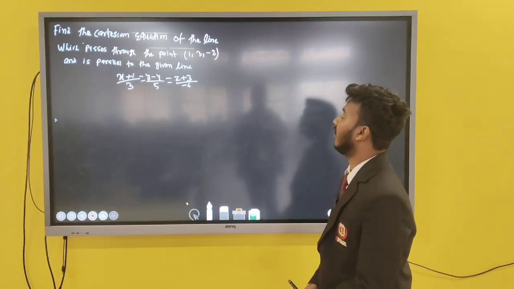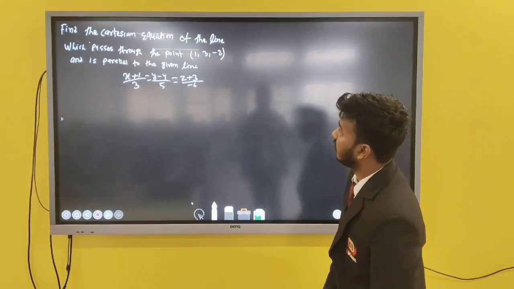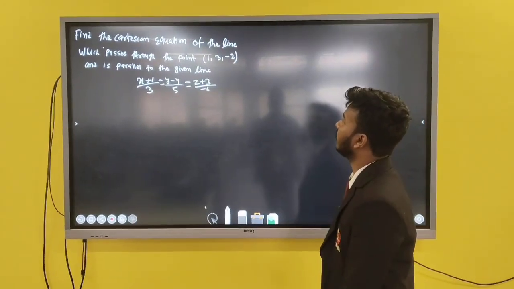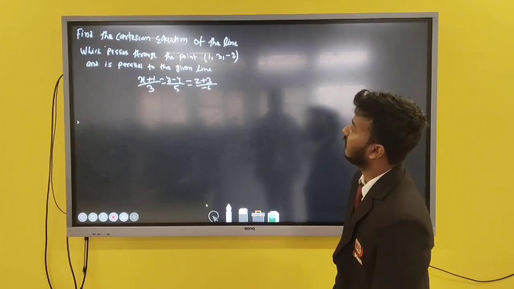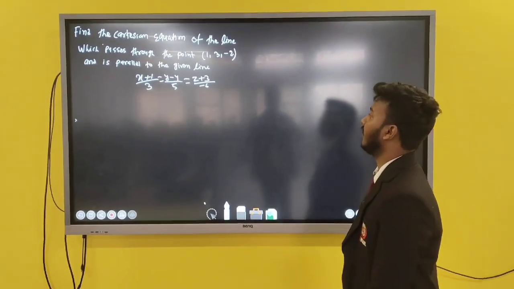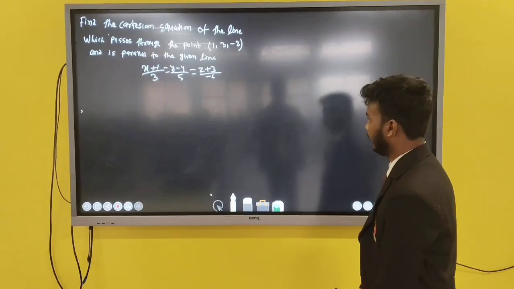I am going to solve a question from the 3D geometry chapter. The question is: find the Cartesian equation of the line which passes through the point (1, 3, -2) and is parallel to the given line (x+1)/3 = (y-4)/5 = (z+3)/-6.